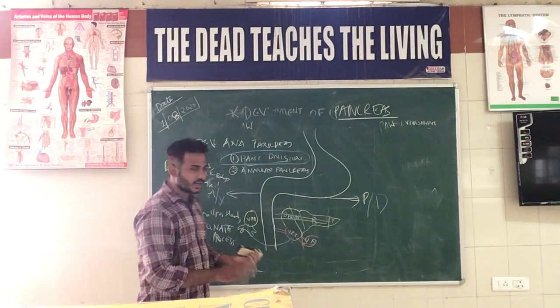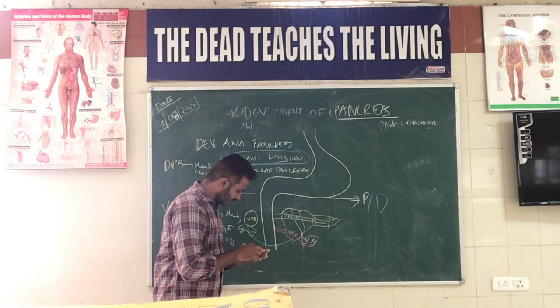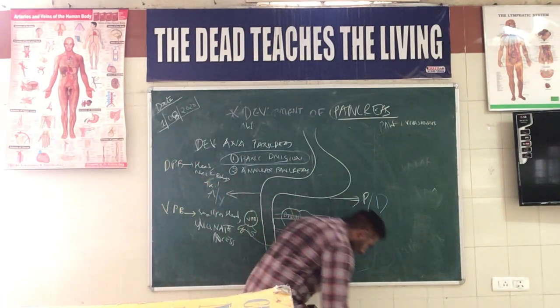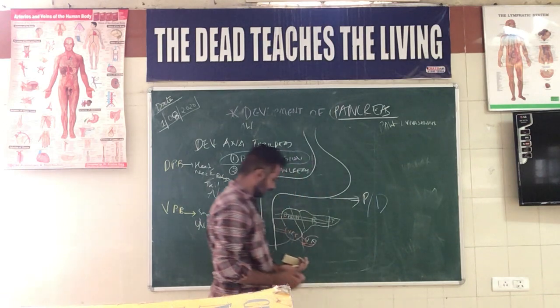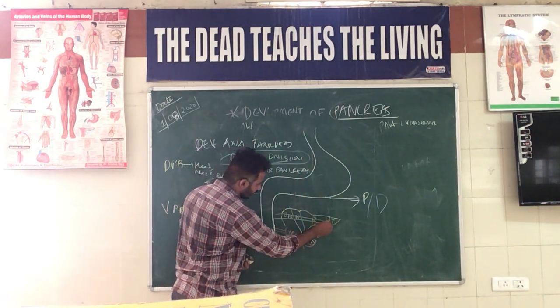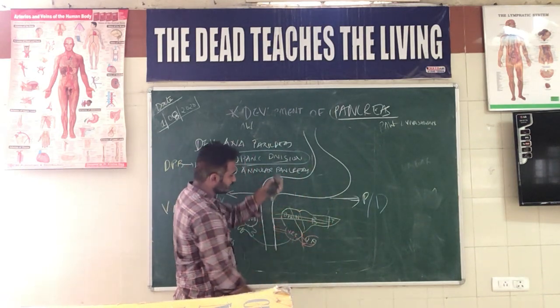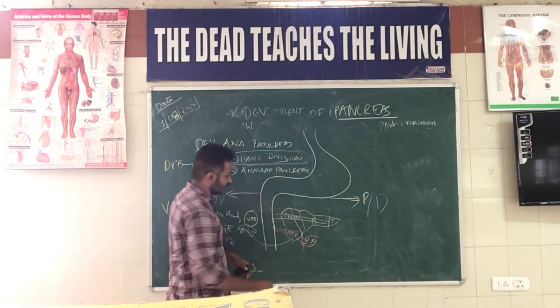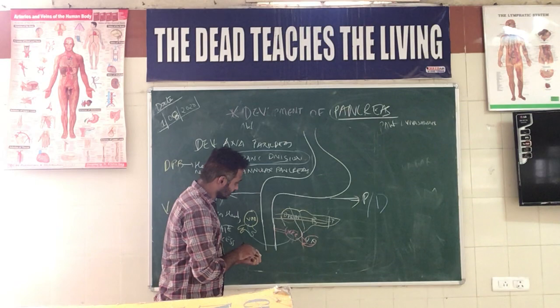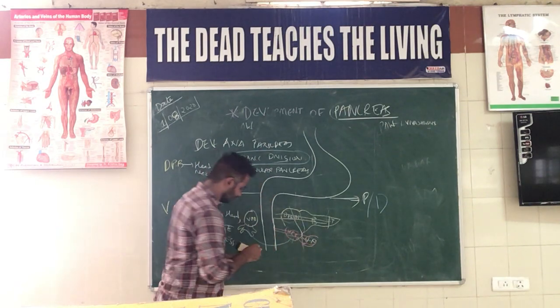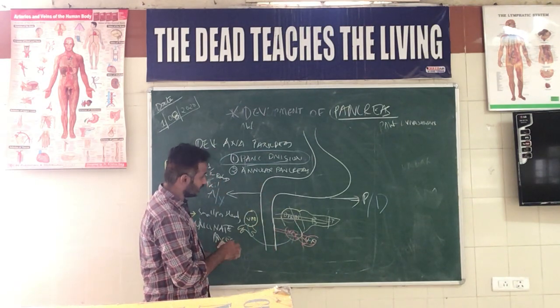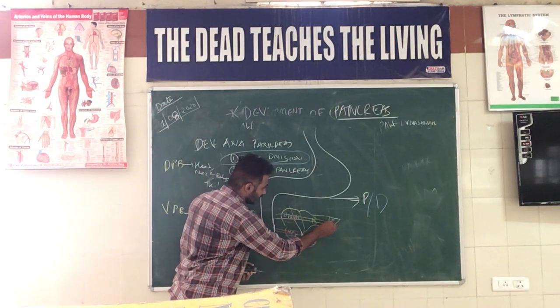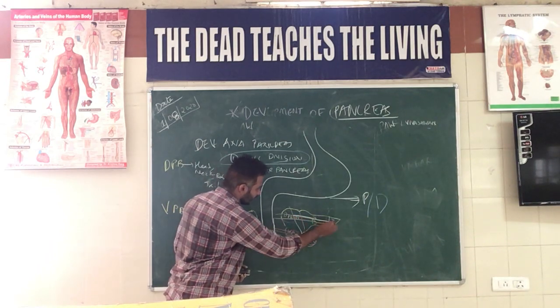So usually what happens is this particular portion. Usually, after unification of the dorsal pancreatic bud as well as the ventral pancreatic bud, the ducts won't remain as such. They will be getting obliterated. But this particular part, it will be like this. Look at the diagram carefully.